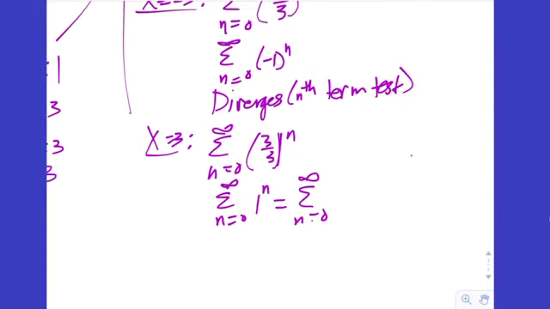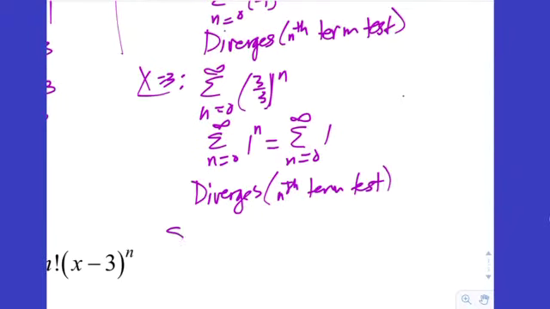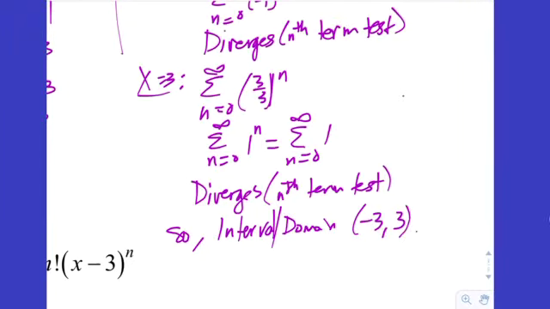So that one totally diverges, right? Also by the nth term test. Diverges by the nth term test. And so, if you hadn't figured it out yet, we can't include either one of the endpoints. The interval of convergence slash domain, same thing, is just negative 3 to 3, non-inclusive.